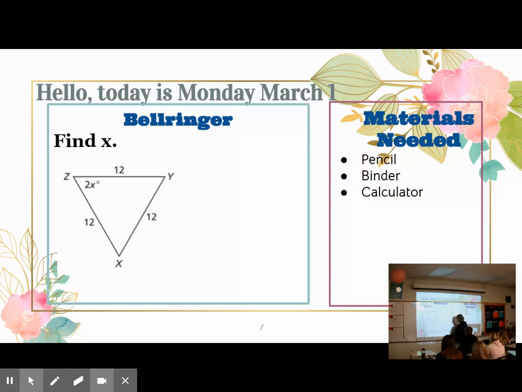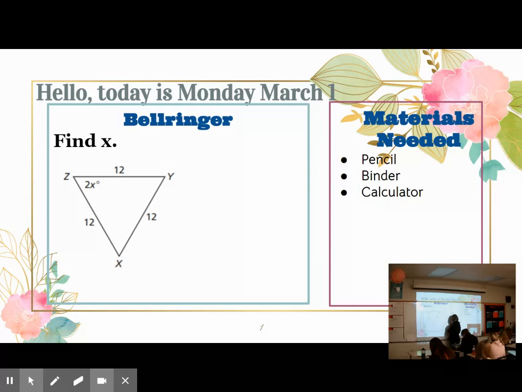What's 180 divided by 3? 60. So that means each angle is equal to 60 degrees. So what does 2x have to be equal to? 60. So 2x has to be equal to 60. And then you divide by 2 and you get x equals 30.